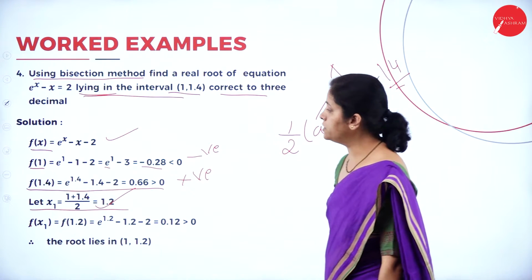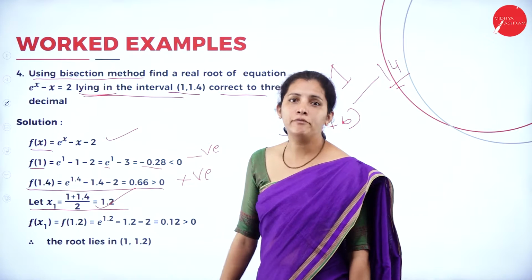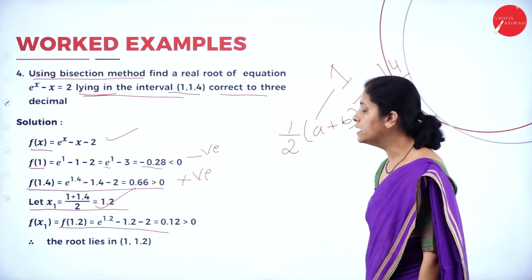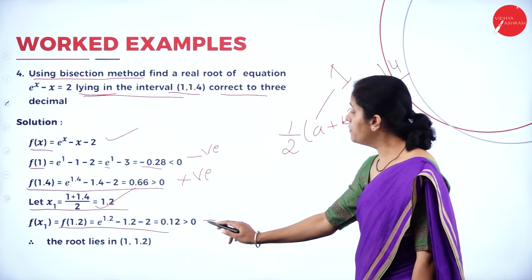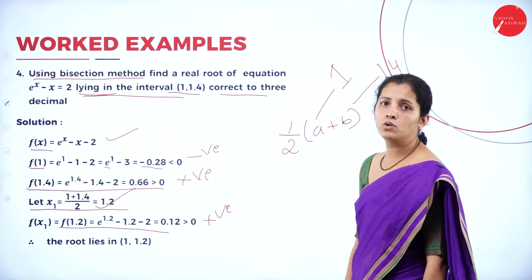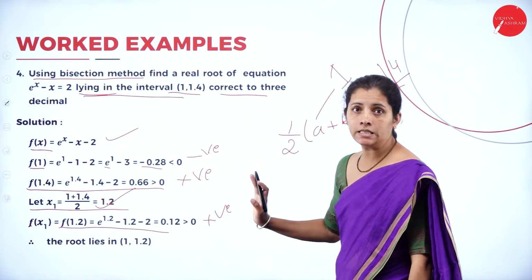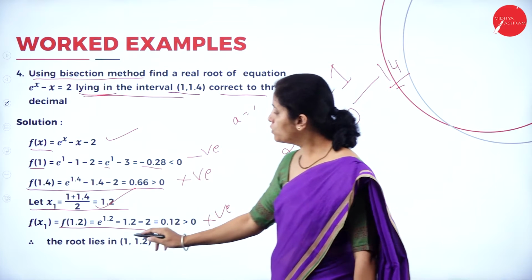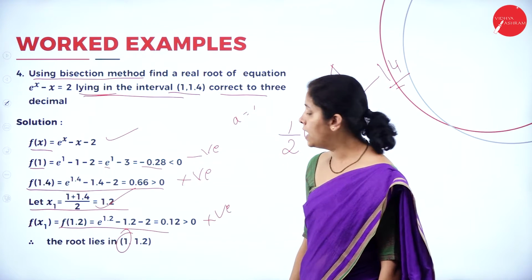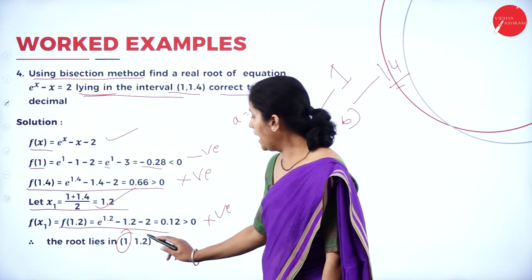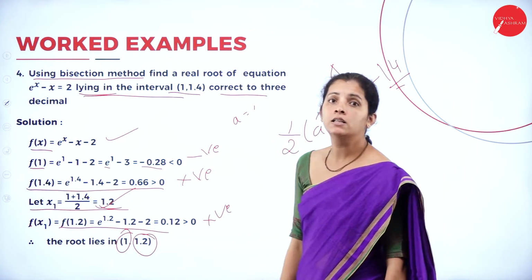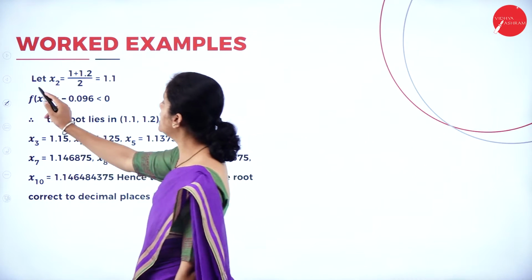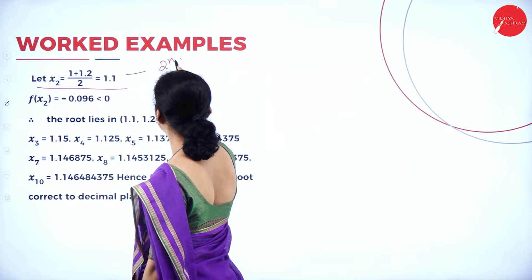Now, I am going to substitute this answer in my f of x1. When I substitute, I will get 0.14. It's a positive number. If it is a positive number, what do I want to do? I want to keep A as it is. That means I am not going to touch A. So, what is A? A is 1. So, I am not going to touch A. And what am I going to do? I am going to replace B by x1. So, what is x1 here? That is 1.2. Now, this is my second iteration.